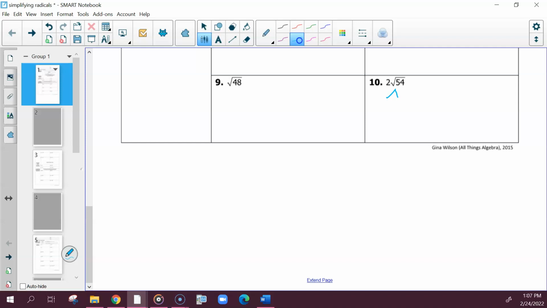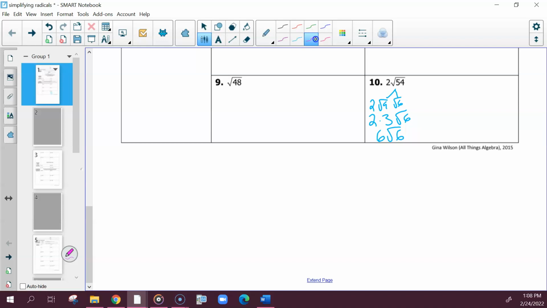I feel like there's something higher. Okay, we can go with 9. So we have 2 times the square root of 9 times the square root of 6. We have 2 times 3 times the square root of 6. If we broke 6 down further, we have 2 times 3. Neither is a pair, so neither would come out. So 6 times the square root of 6 would be our final answer there.